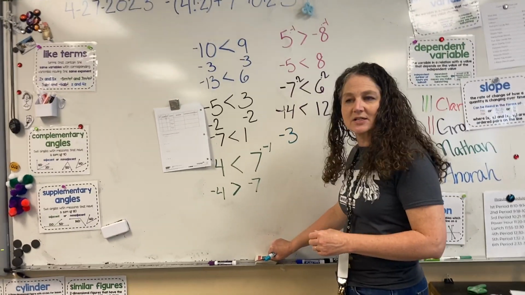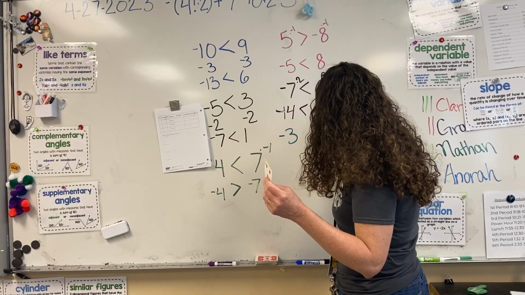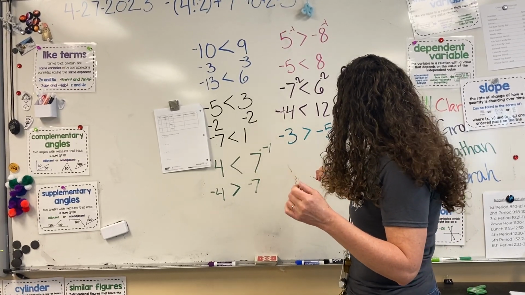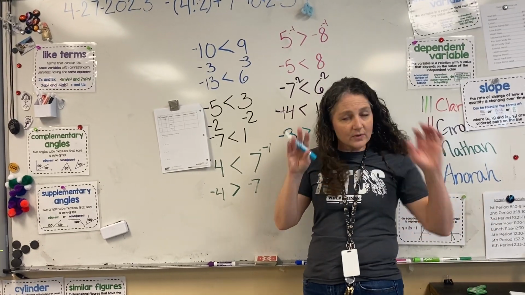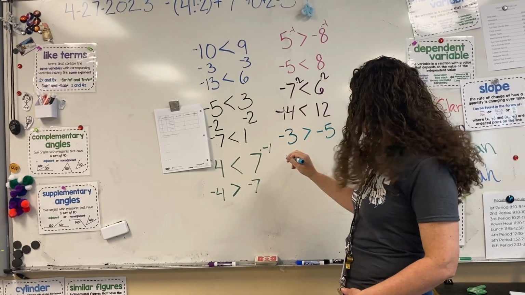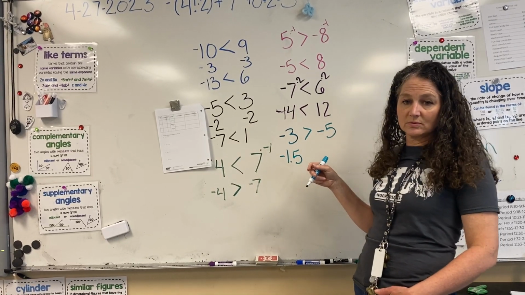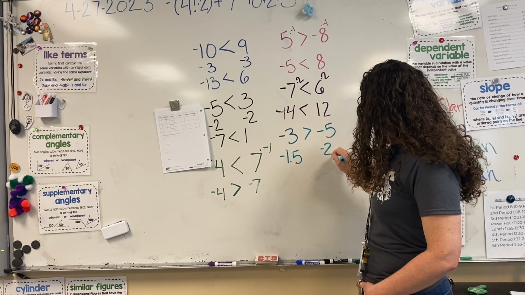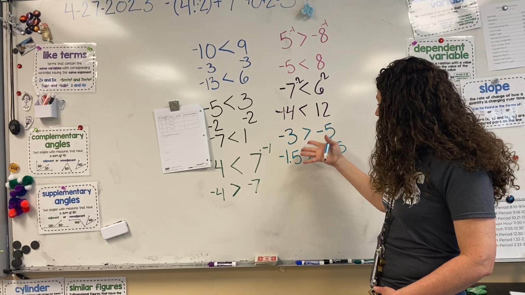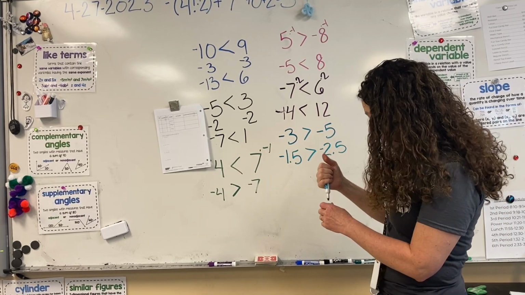Okay, what do we predict? Negative 5, actually. Which one's bigger, negative 3 or negative 5? I'm kind of sad because we're dividing by 2 and neither of these is an even number, but we can handle this. What is negative 3 divided by 2? Negative 1.5. What's negative 5 divided by 2? Negative 2.5. Which one's bigger? Negative 1.5. So when we divided by 2, did the inequality change? It was preserved.